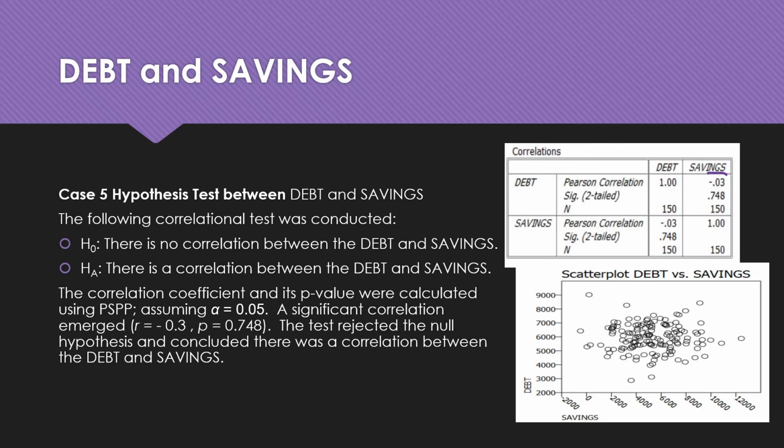Here, also the same. We have a decreasing relation, but it's a very weak relation. We are rejecting the null, accepting the alternative, and concluding that there is a weak relation between debt and saving.